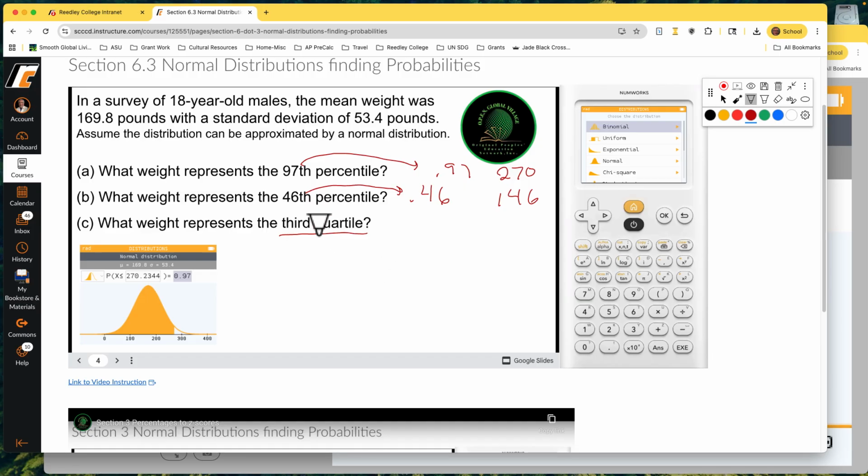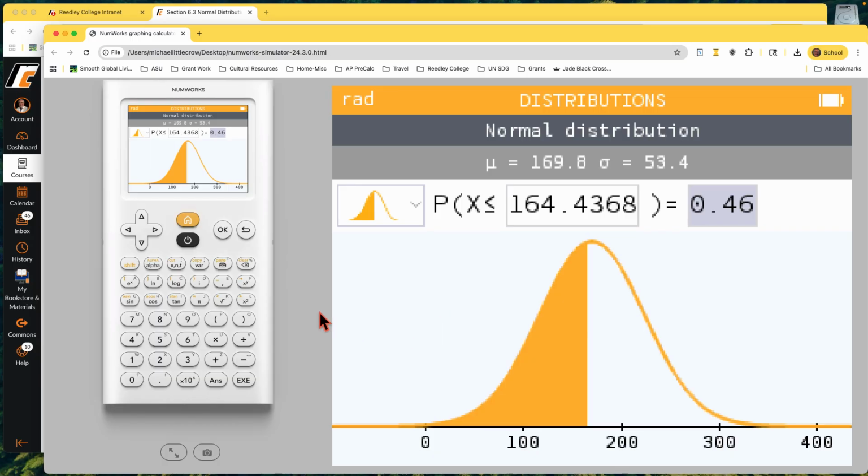So a lot of this is coming back to our vocabulary. Third quartile is the same thing as the 75th percentile, right? So we put in the 0.75. And that looks like about 75%, so that's something about 205.